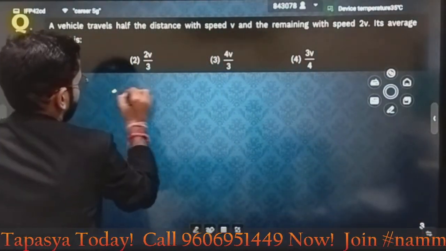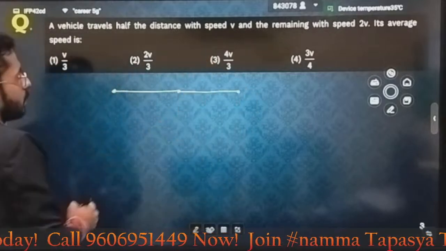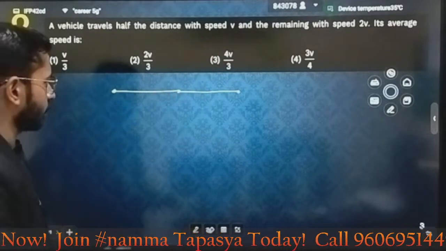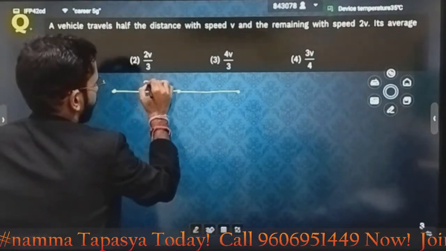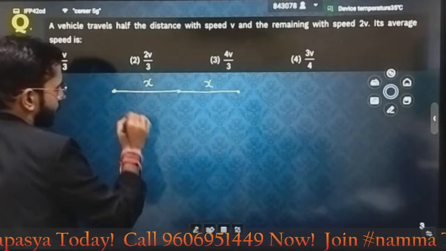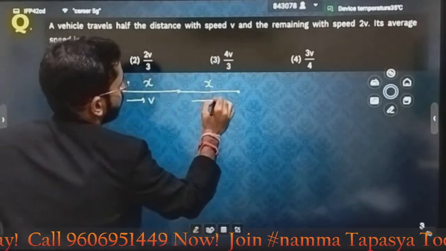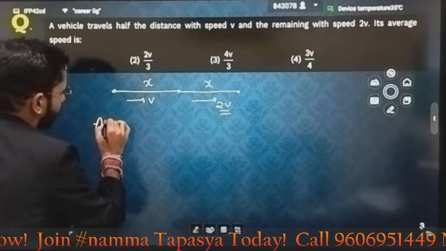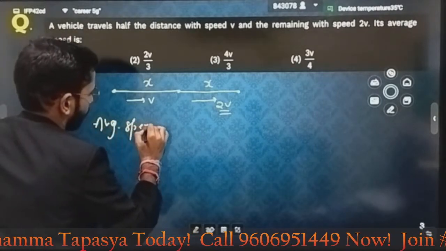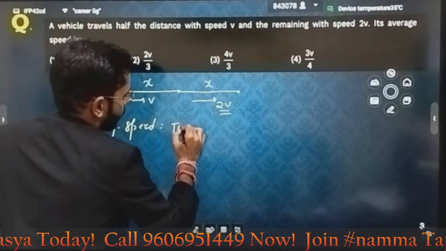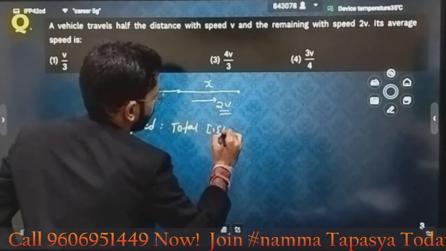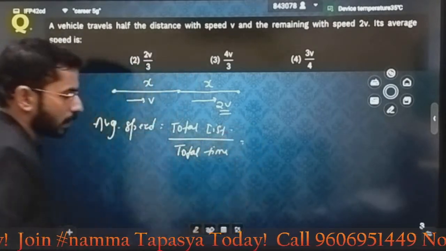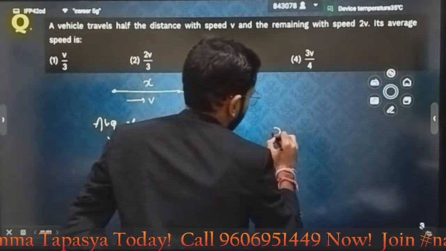See, a vehicle travels half the distance with speed v, that means the distances are half and half. So let's suppose the total distance is 2x. That means this distance is x, and this distance is x. What is the velocity taken here? v, and what is the velocity taken here? 2v. You have to calculate the average speed. What is the formula of average speed? Average speed is given as total distance divided by total time. Correct? Now what is the total distance? It will be equal to 2x.